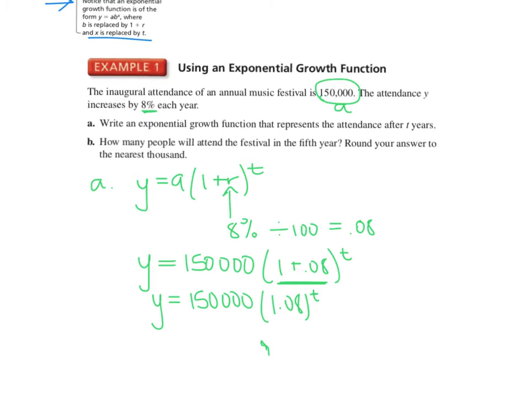Okay? And then the next thing I would do is, oops, sorry, I'm learning how to use this thing. There's my eraser.